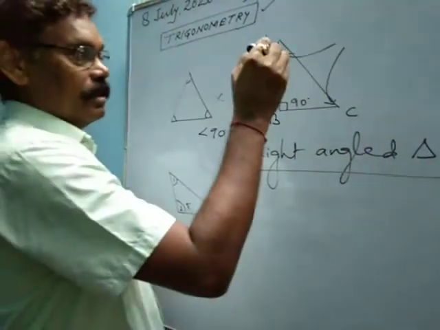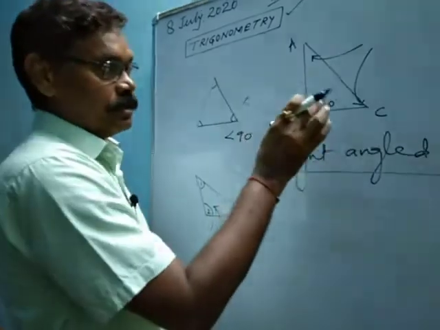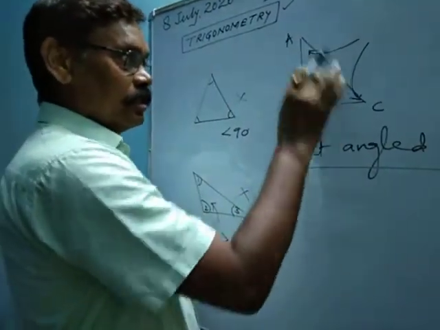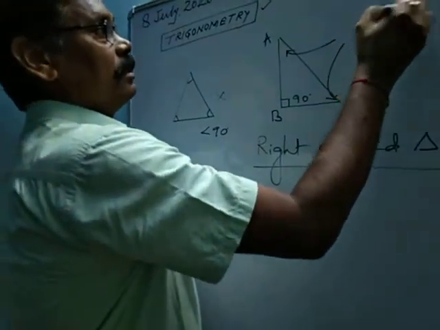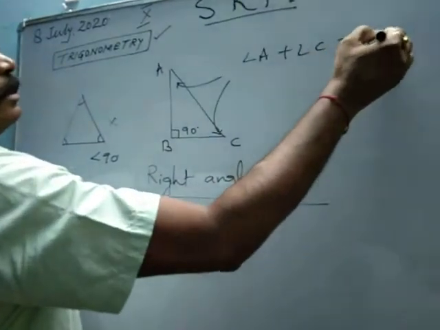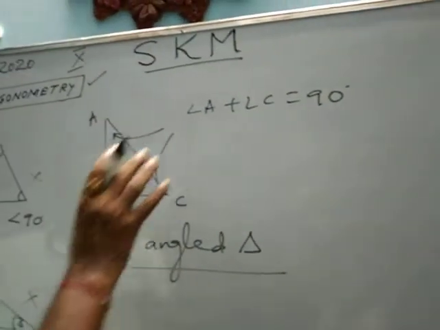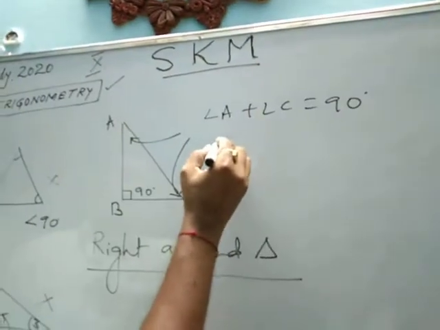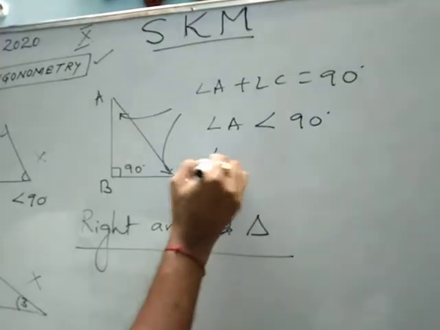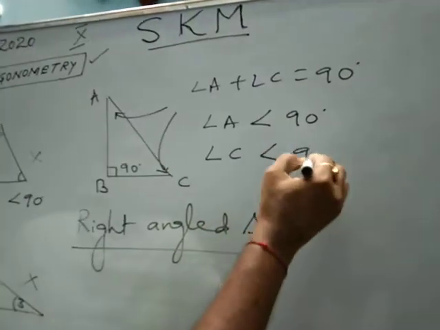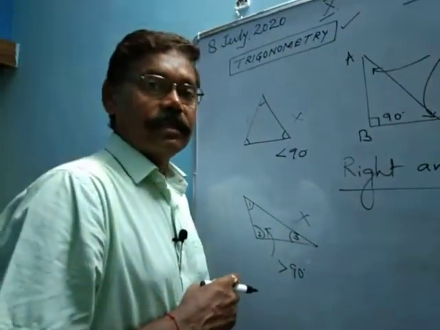We all know that the sum of three angles of a triangle is 180. So one is 90, so these two together should make 90 degrees. So if it is not 0, then in that case angle A must be less than 90 and angle C must be less than 90. It has to be, there is no other way.